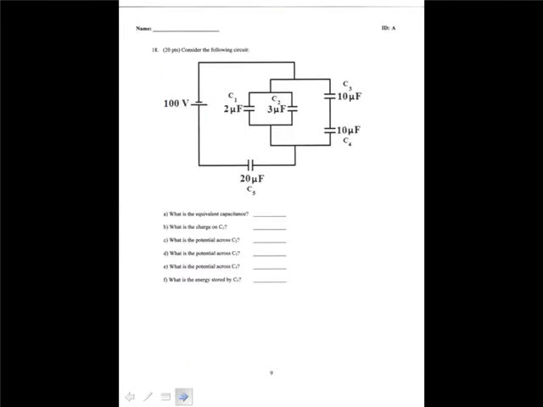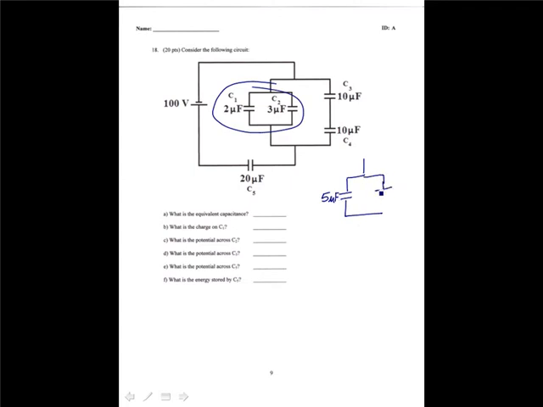Alright, consider this circuit and answer these things. First, let's find the equivalent capacitance. I like to draw pictures. The first thing I want to do is find the equivalent capacitance of this. 2 plus 3 is equal to 5. If I redraw this, I replace those two capacitors with a 5 microfarad capacitor.